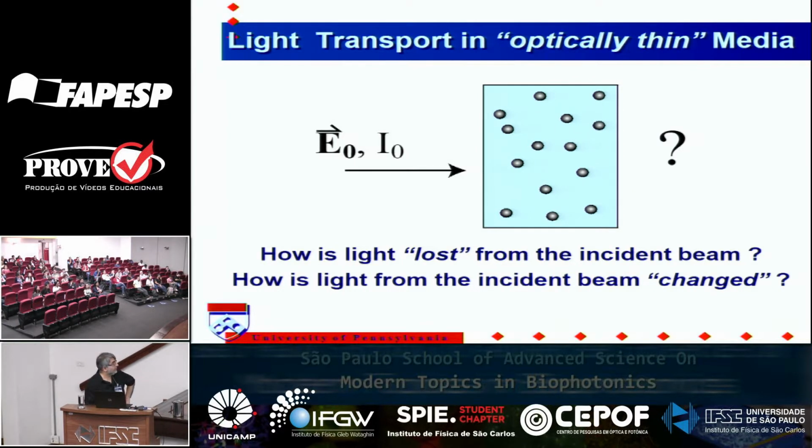And the way in which light is lost from the incident beam we need to understand, and if we can understand it, we can learn something about the medium through which it's traveling. Or another thing, of course, is it can be changed. It can be changed in a lot of different ways. And if we can understand what's happening in the simple system, then we can extend it to turbid media.